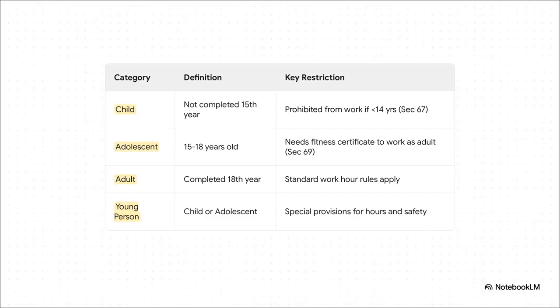Now, this is where things get really interesting. The Act carefully slices up the workforce by age. An adult is simple, 18 or older. A child is anyone under 15. But pay close attention to this middle category, the adolescent. They're between 15 and 18, kind of in a legal gray area. They can only be treated as an adult worker if, and only if, they get a special certificate of fitness. This is so important because it changes everything: their hours, their safety rules, you name it.